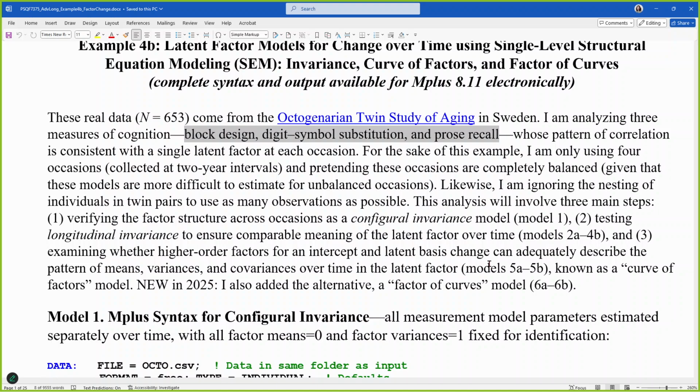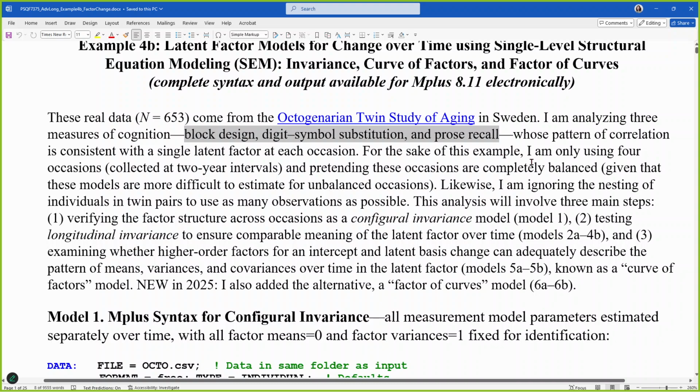So I have block design, which is like a matrix reasoning kind of task, digit symbol substitution, which is a working memory task, and prose recall, which is measuring memory, slightly longer-term memory. And their patterns of correlation are consistent with the idea that it's a single factor underlying them. For 3, you can't test whether that's true if you only have 3, but you can once you get multiple occasions in the model. So we'll do that as one of the first things.